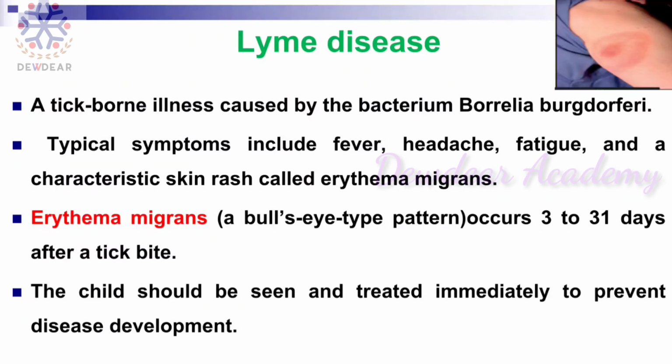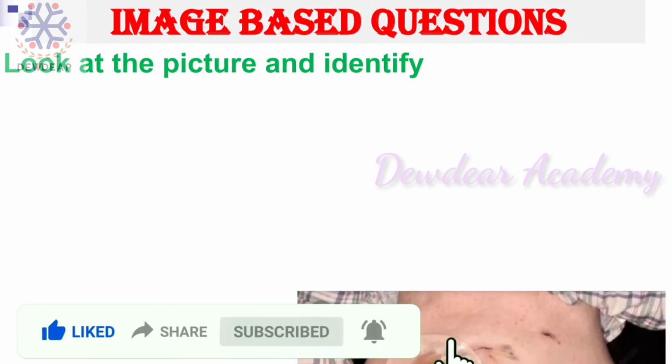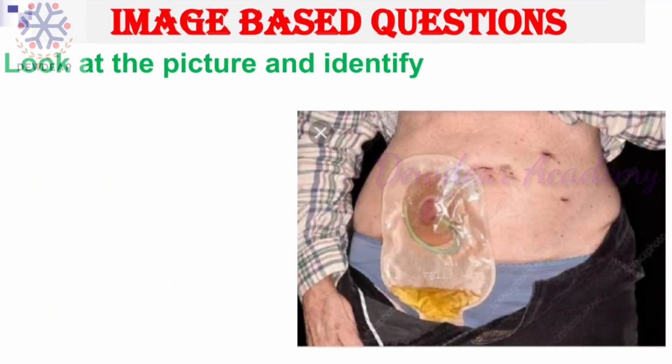So Lyme disease means it is a tick-borne illness caused by the bacterium Borrelia burgdorferi, and the typical feature is erythema migrans. Next question, look at the picture and identify. Here the answer is ileal conduit.